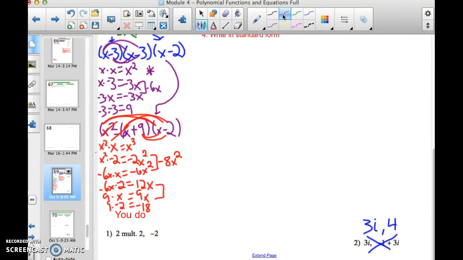Oh, I'm right. Negative 6x times negative 2 equals positive 12x. 12x plus 9x, because that's a positive 9x, is 21x. All right? I've combined all the like terms. The negative 18 didn't have a like term. Now I just have to write it in standard form.